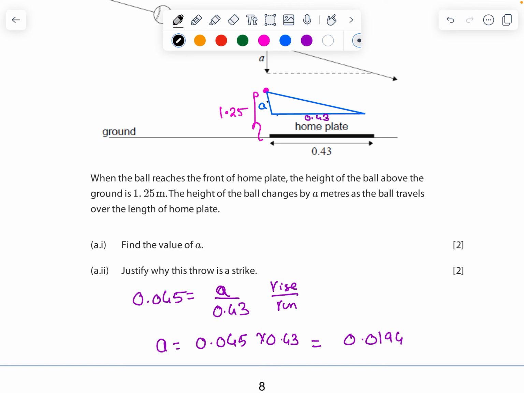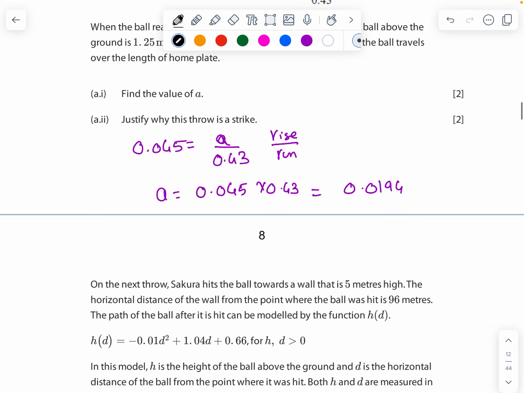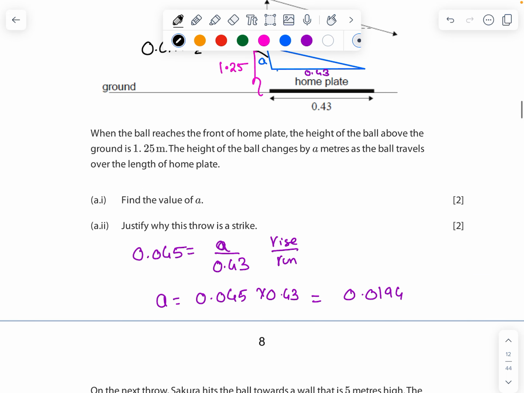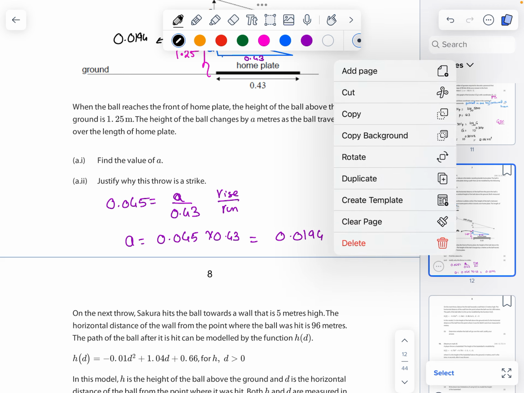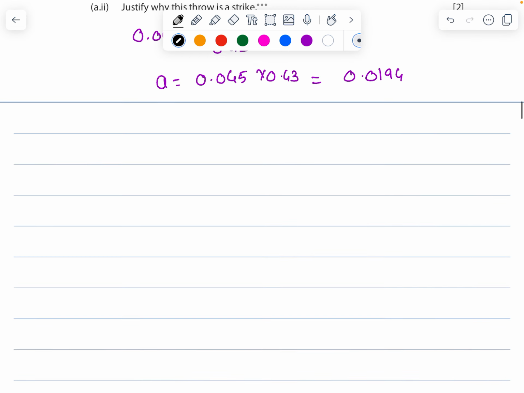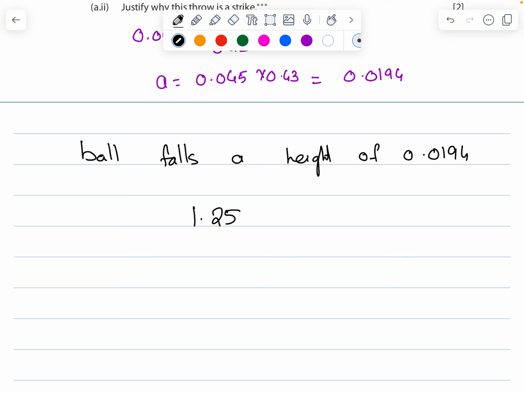So we know that this height is 0.0194, meaning the ball further falls a height of 0.0194. Originally it was at 1.25. Now what is he asking in the next part? Show that it is a strike. Justify your answer.